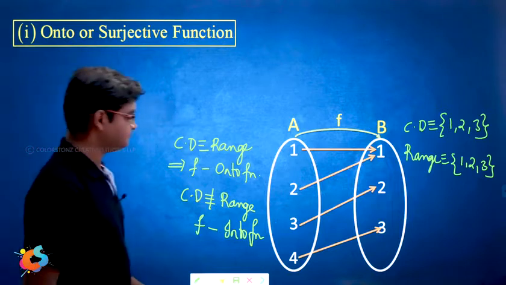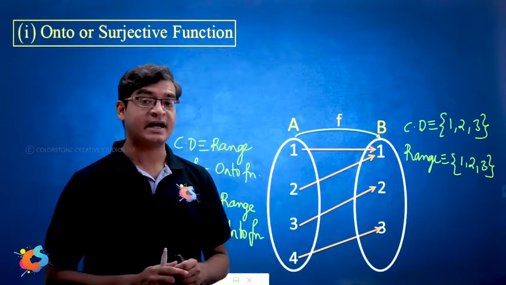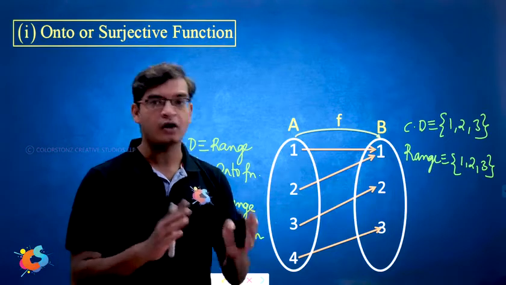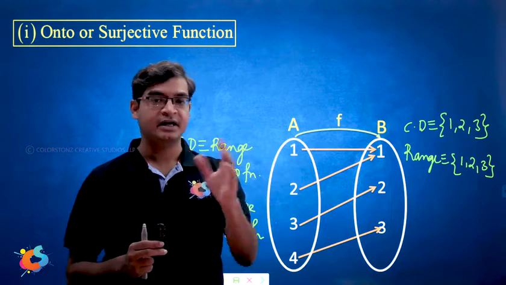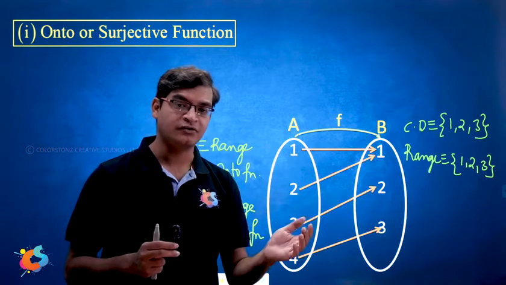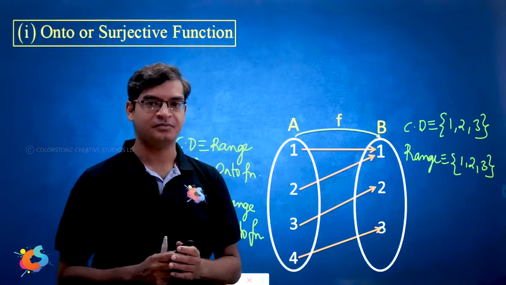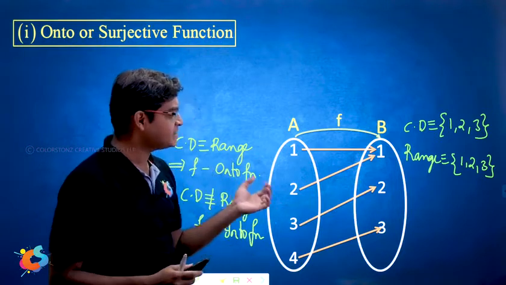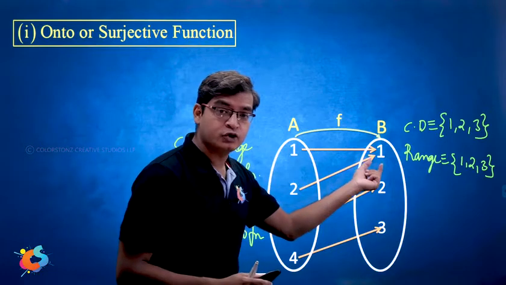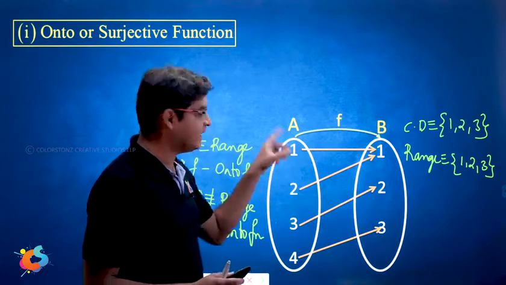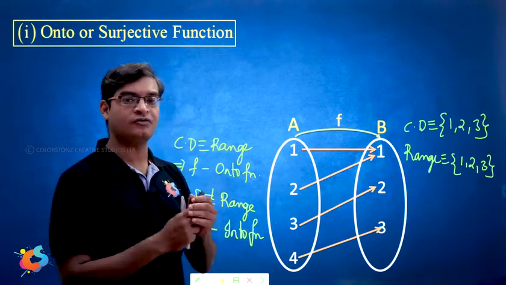Fn means function. Very simple. Whenever you have to decide if a function is onto or into, just find the codomain, find the range. If these two are same, then it is onto function. If these two are not same, then it is into function. That's all. Now, the definition will be something like this. Every element of codomain should be the image of some element in the domain. If this is happening, then F is onto function.